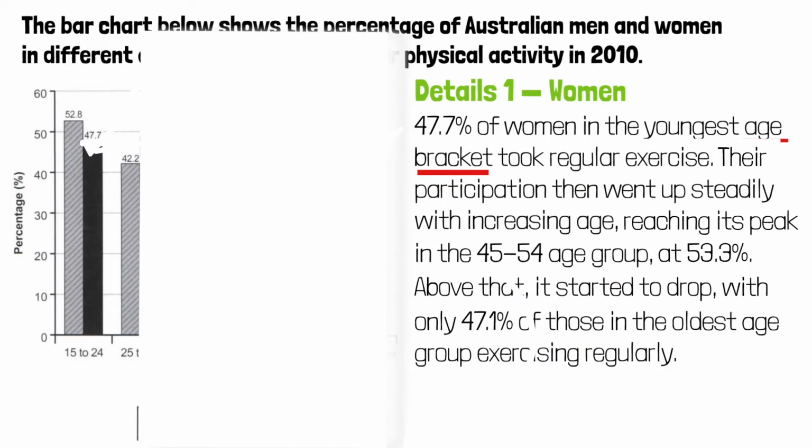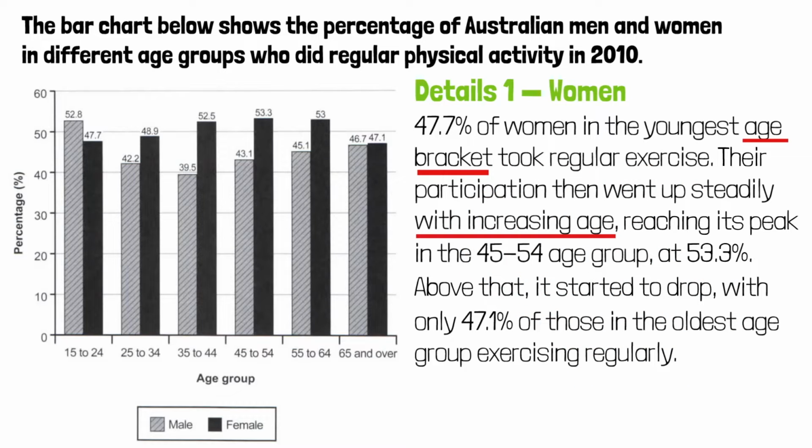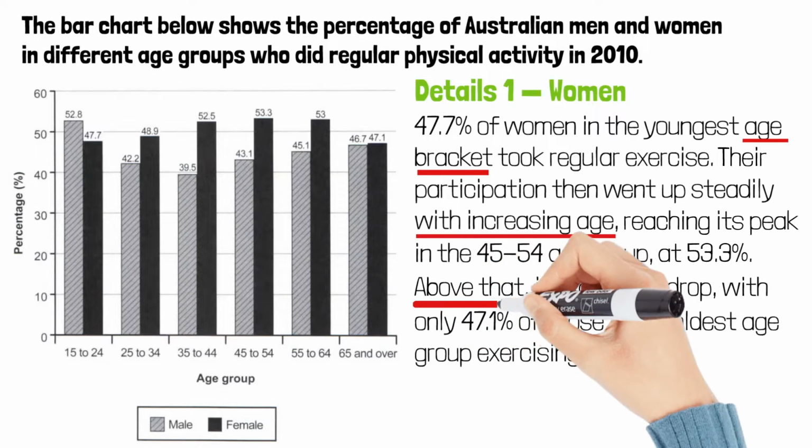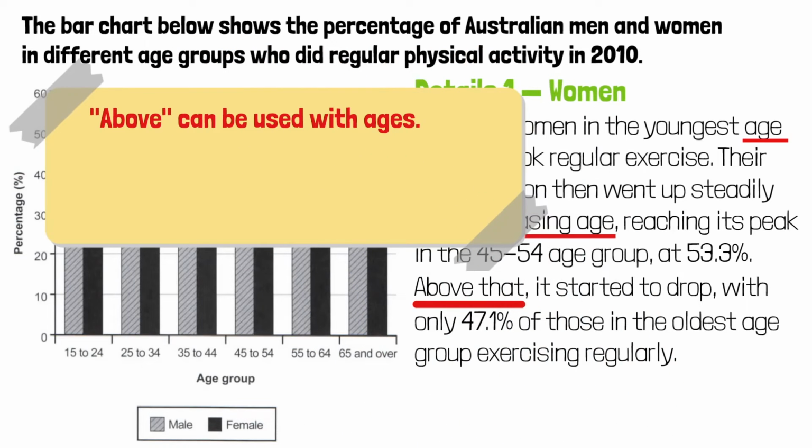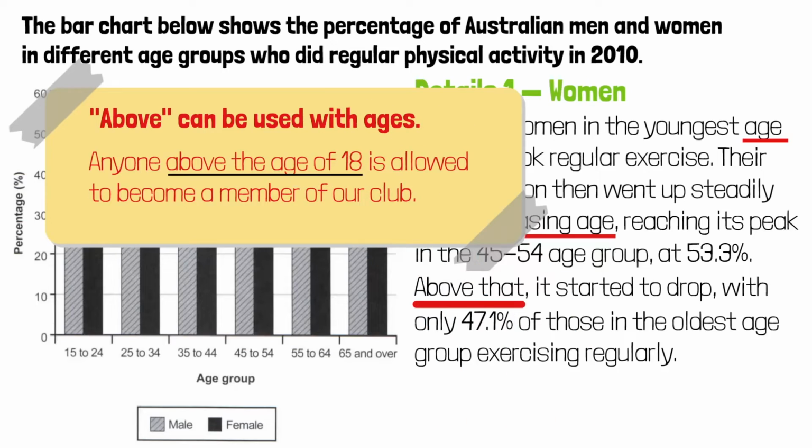Secondly, pay attention to the expression with increasing age. I've already explained why it can be used here. I'm not going to repeat myself. Thirdly, pay attention to the use of above that. Above can be used with ages. For example, anyone above the age of 18 is allowed to become a member of our club. Here, above that would be short for above that age.